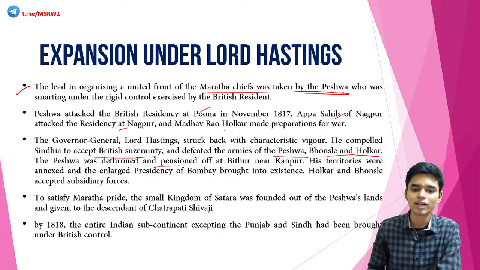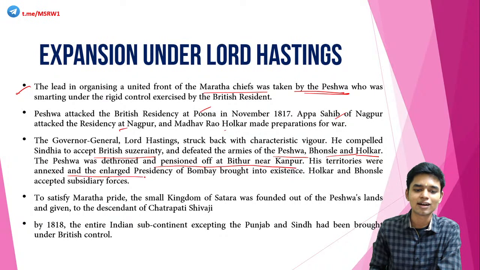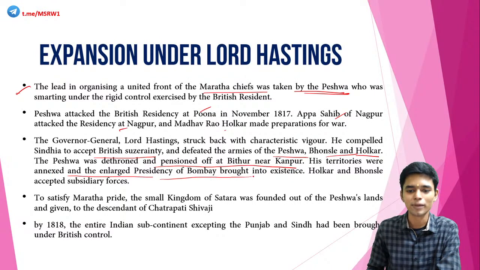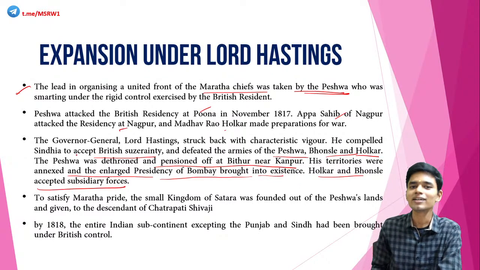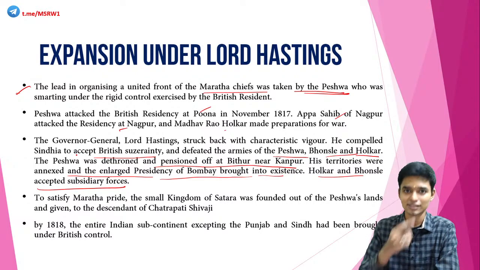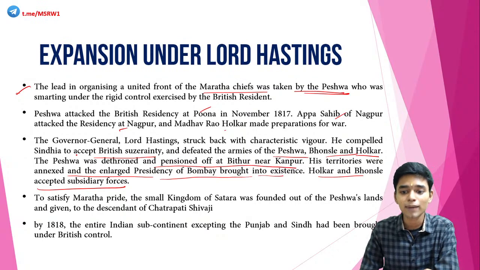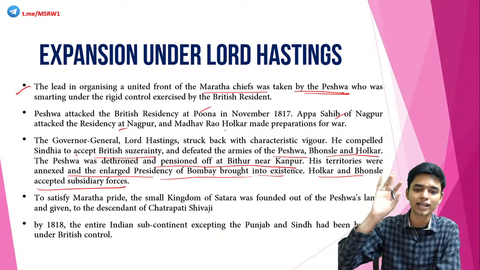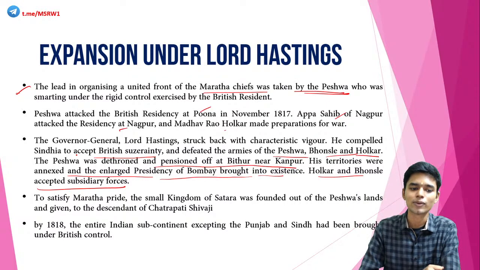Peshwa was dethroned and pensioned off at Bithur near Kanpur. Territories were annexed and enlarged. Presidency of Bombay was brought into existence. Holkar and Bhonsle accepted subsidiary alliance. Basically Marathas were rooted out. Lord Hastings was a pretty good general, and he managed to defeat the combined armies of Holkar, Bhonsle and Peshwa. The Maratha supremacy hereby comes to an end.